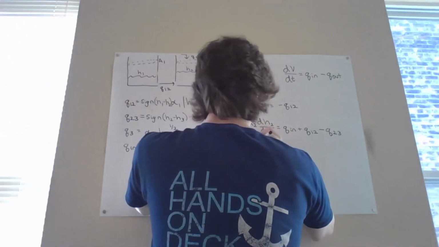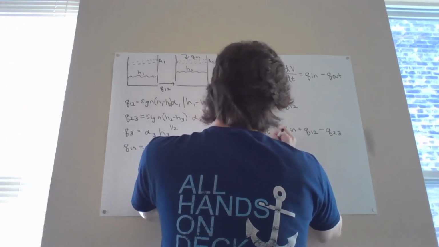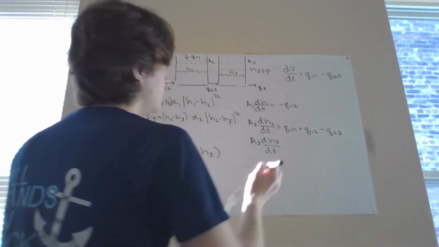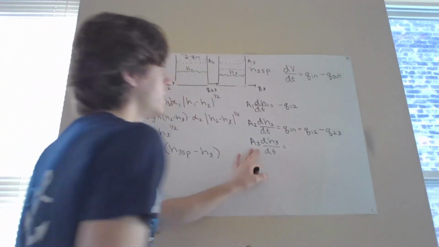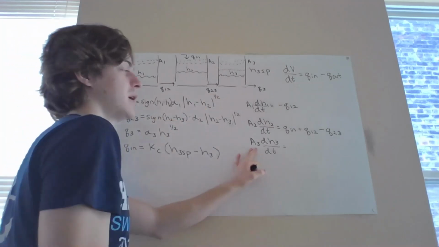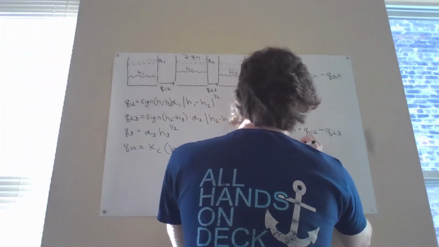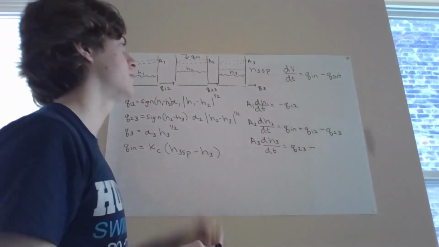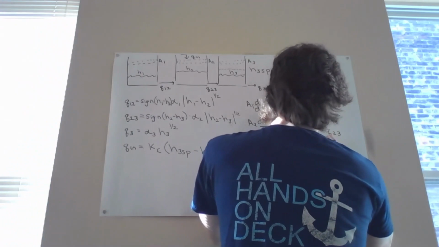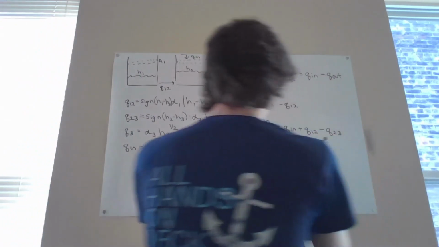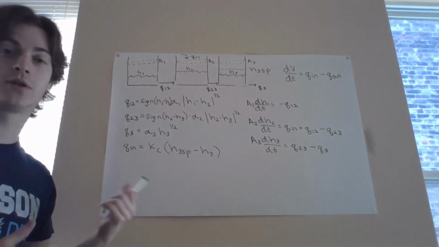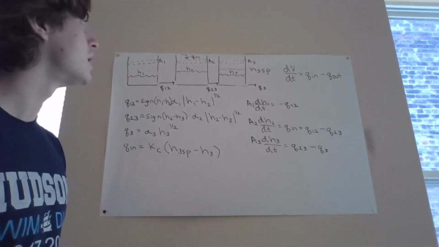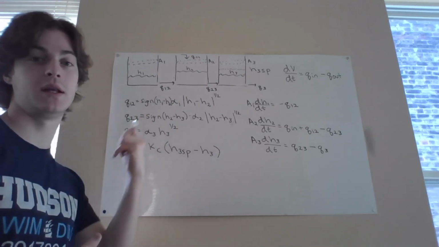So again, the rate of change of the volume, which is represented by the cross-sectional area times the change in height, will be equal to the flow rate in, which is the flow between tank 2 and 3, minus all the flow rates out, which is just the flow rate out of tank 3. So now we can transition over to Python, and I will be able to use these equations to simulate the heights of the liquid in each of these 3 tanks.